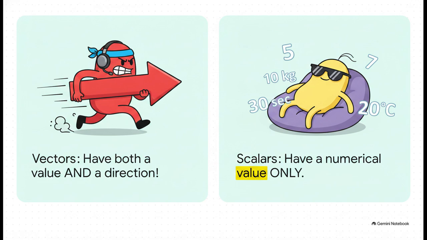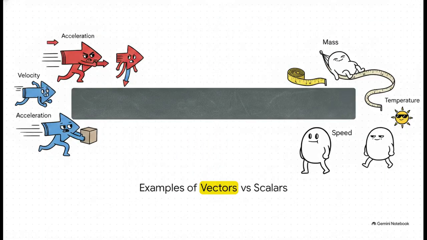They need a numerical value and a specific direction, and that direction changes all the math. If two vector forces collide head-on versus pushing the same way, the result is completely different. Mix these up and your calculations are totally toast. Velocity, weight, force, and acceleration, those are all vectors pushing in a direction. But mass, length, speed, and temperature, just scalar numbers hanging out.